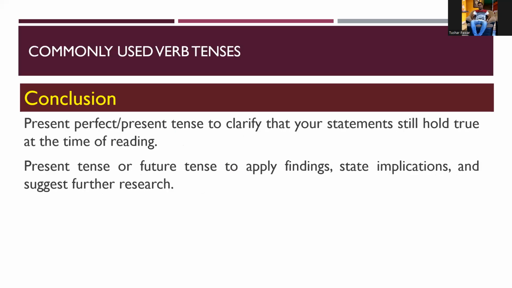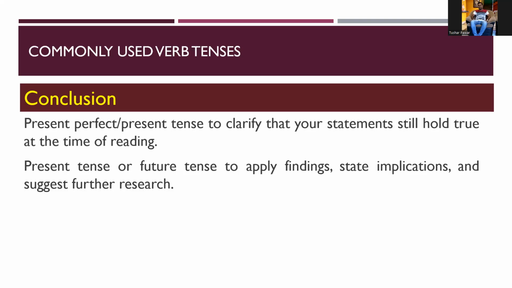Conclusion, present perfect. Now you are giving conclusion, which is to be given in present perfect or present tense, to clarify that your statement still holds true. You can give it in present perfect or present tense. When you use present tense, it says that it still holds true. Okay.